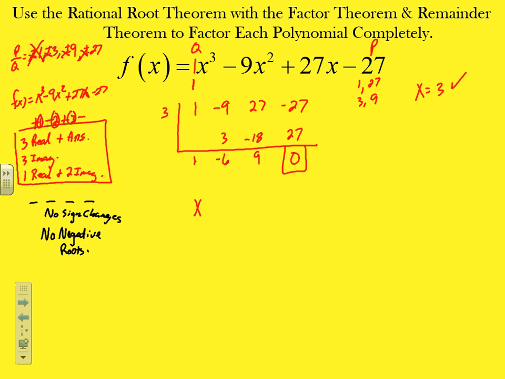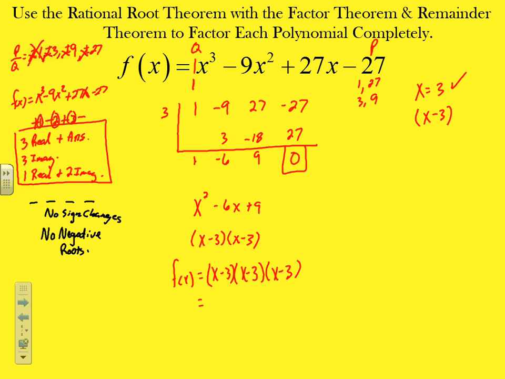It's gotten down to a quadratic. So this is down to x squared minus 6x plus 9. And this is easily factorable to be x minus 3 times x minus 3. Well, x is equal to 3 is the solution. Well, the factor that would have produced it would have been x minus 3. So what we have is f of x is going to be x minus 3 times x minus 3 times x minus 3, or simply x minus 3 cubed.